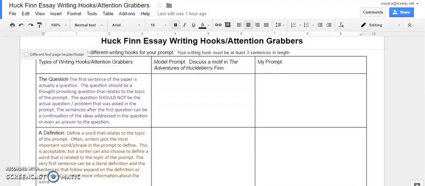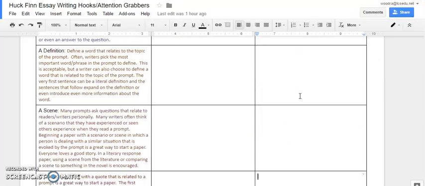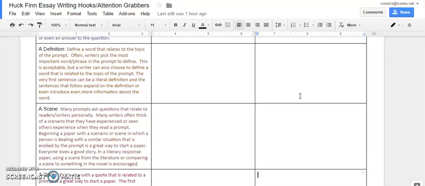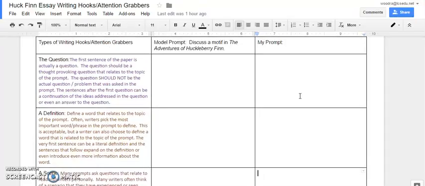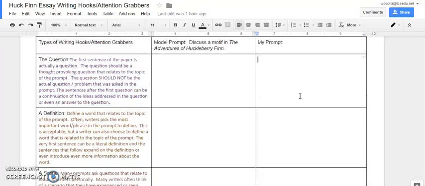For this assignment, every student needs to complete 3 writing hooks for your individual prompt. So in this last column here, you get to scroll through and decide which one of these types of writing hooks you would like to write. Again, you only have to do 3, and the document extends down to quite a few, so you get to decide. What I want to do is just take an opportunity to go through creating some writing hooks for my model prompt so you can see how this works.